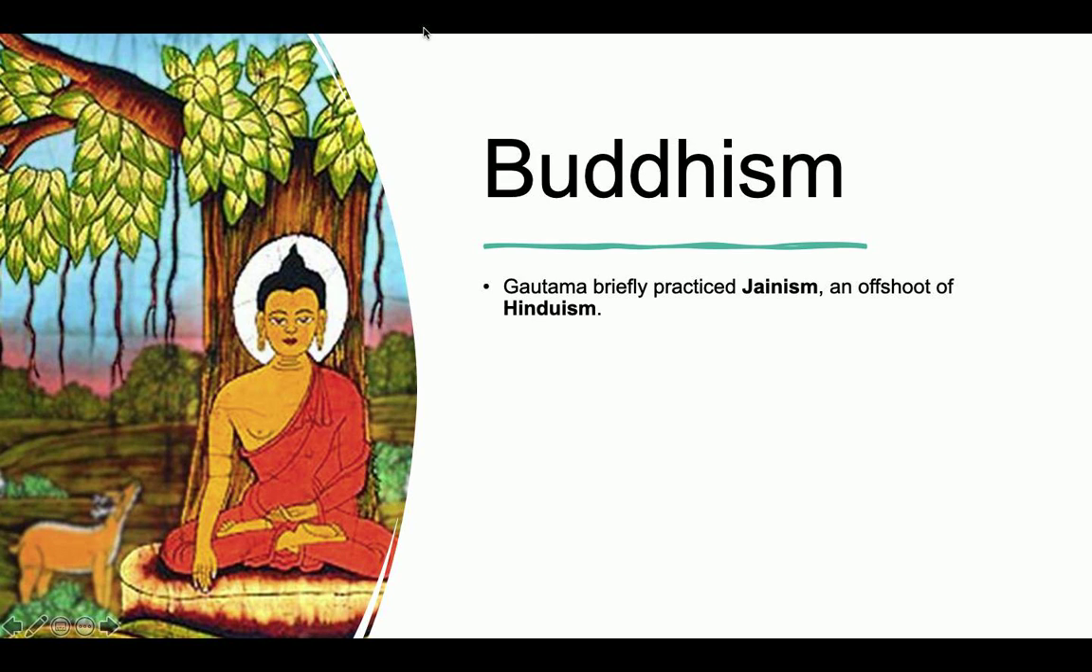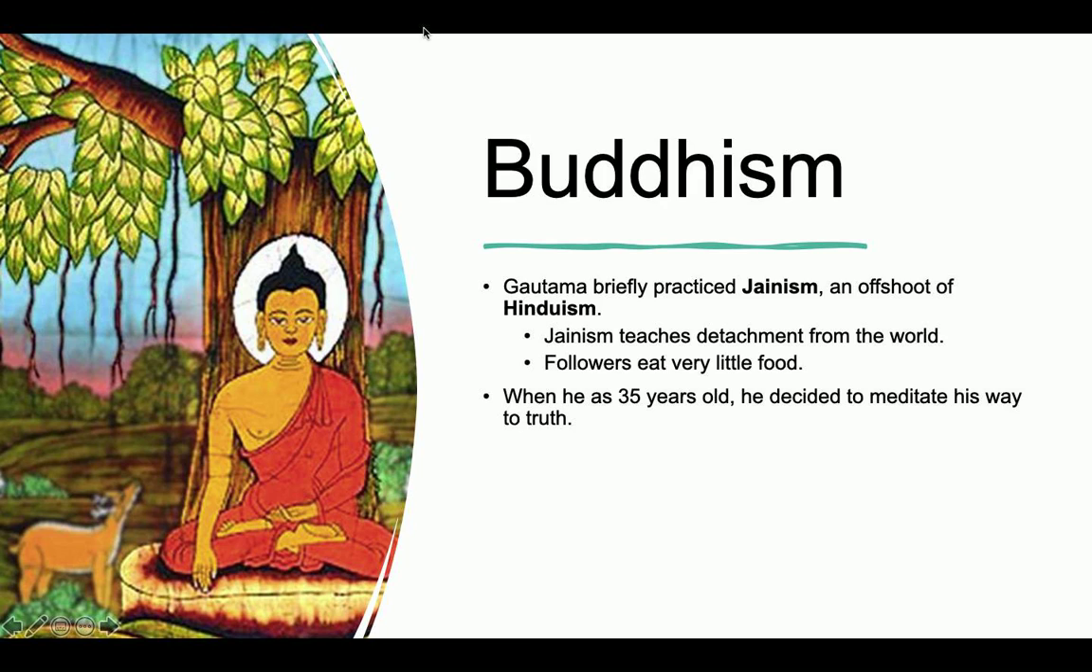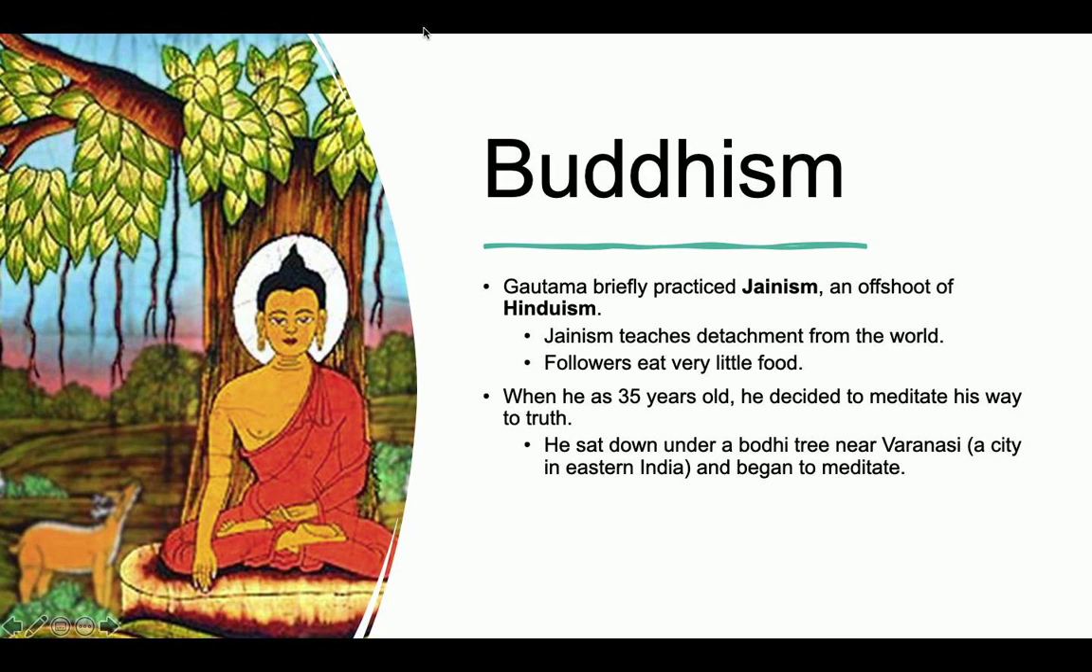Gautama briefly practiced Jainism, an offshoot of Hinduism. Jainism teaches detachment from the world, and their followers eat very little food. When he was 35 years old, he decided to meditate his way to the truth. He sat down under a Bodhi tree near Varanasi, a city in eastern India, and began to meditate.